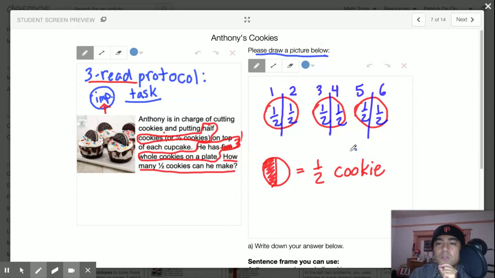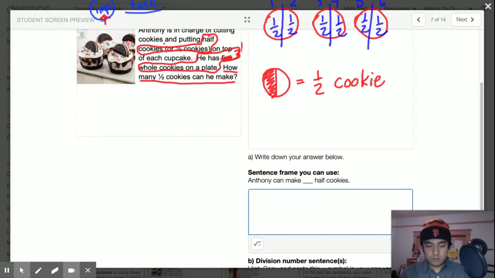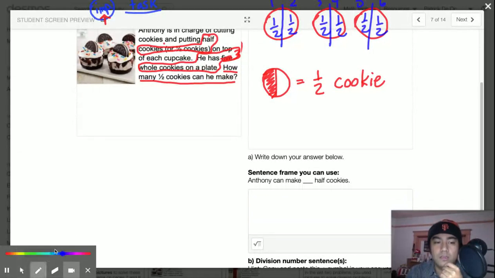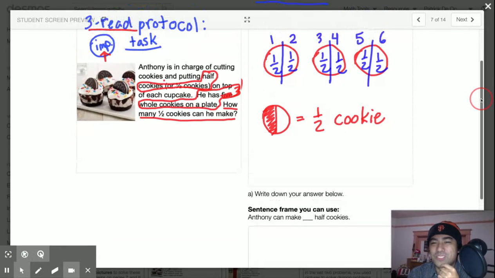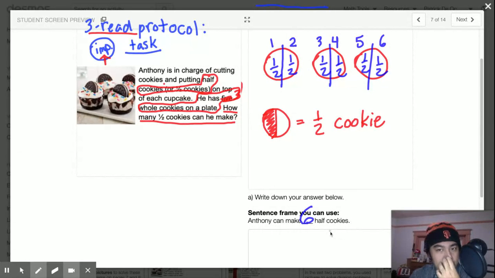Okay. So what you would type, let's see if I can move this. What I would type below here is Anthony can make, how many half cookies did we get? So I'm going back to the picture. 6. Okay, Anthony can make 6 half cookies. Okay, so that's what I would add right below. All right, you could have done this with rectangles or squares or any other shape as well.